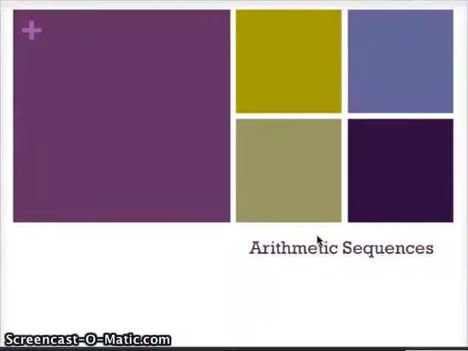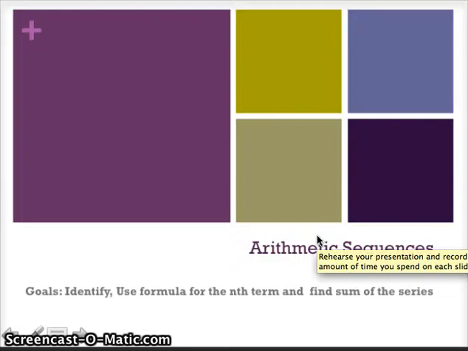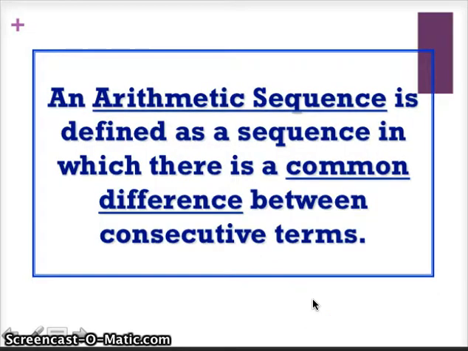Okay, hello students. This lesson is about arithmetic sequences, and in it we are going to identify arithmetic sequences, use the formula to find the nth term of the sequence, and also find the sum of an arithmetic sequence. So first of all, an arithmetic sequence is defined as a sequence where there is a common difference between consecutive terms. So arithmetic sequence means that there's a common difference between the terms.